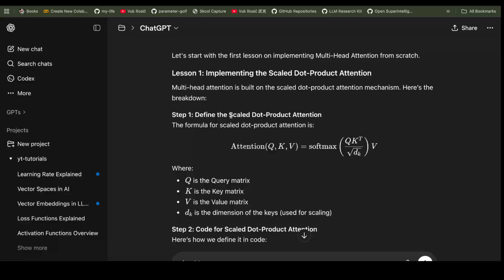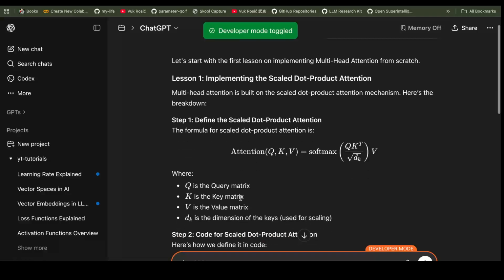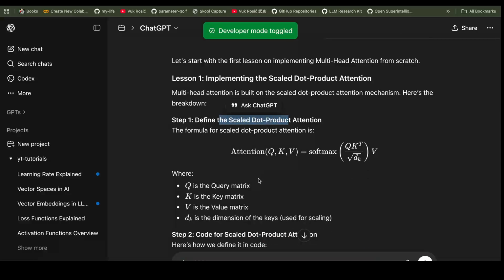Usually it will just blend the information from previous tokens into the future tokens, but never from future tokens back into the previous tokens. So I'm just going to explain scaled dot-product attention first without multi-head attention.